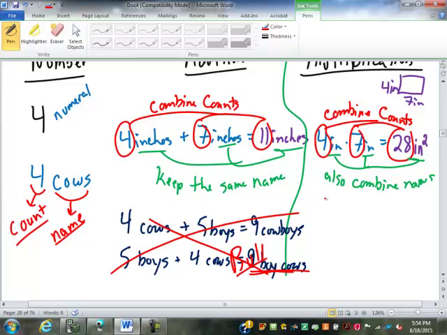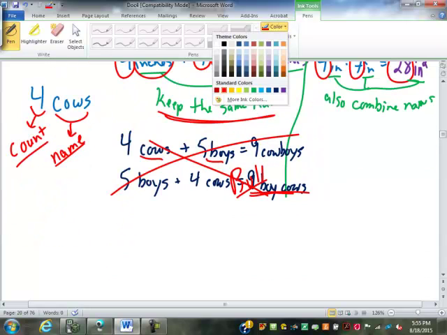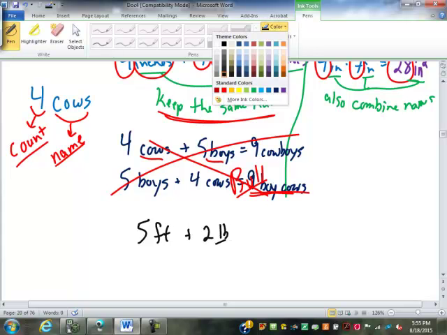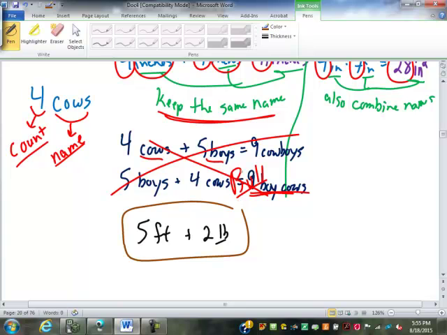But there's a point behind that. The reason we cannot combine cows with boys is because when we add numbers, we're going to keep the same name. That implies that we start with the same name. On a little bit more serious example, if we had 5 feet plus 2 pounds, what do we end up with? Well, 5 feet and 2 pounds. They have different names. We cannot combine them with addition or with subtraction.